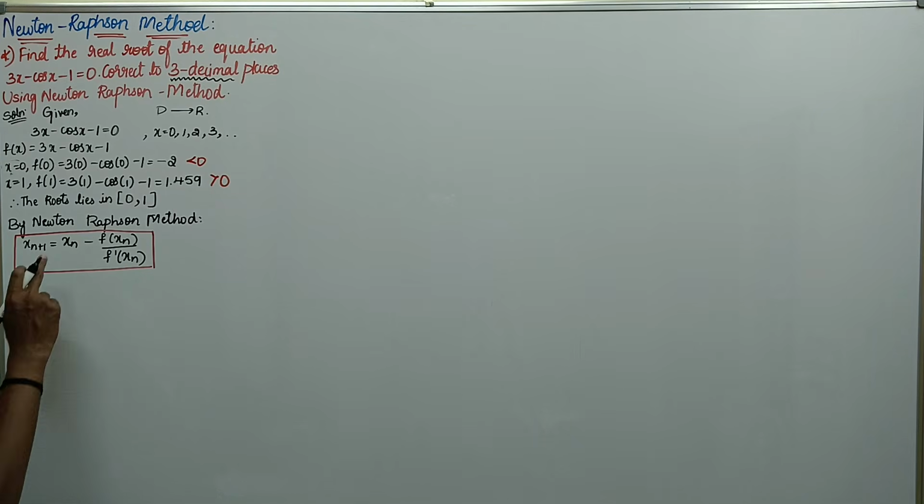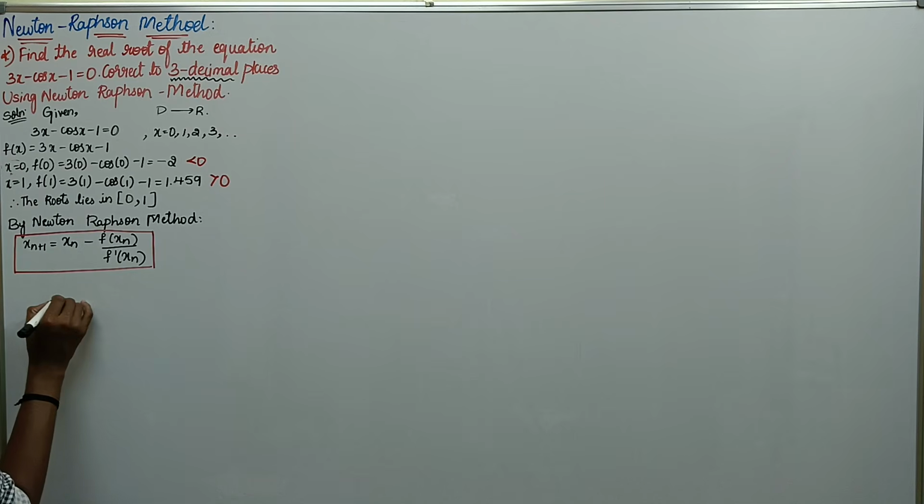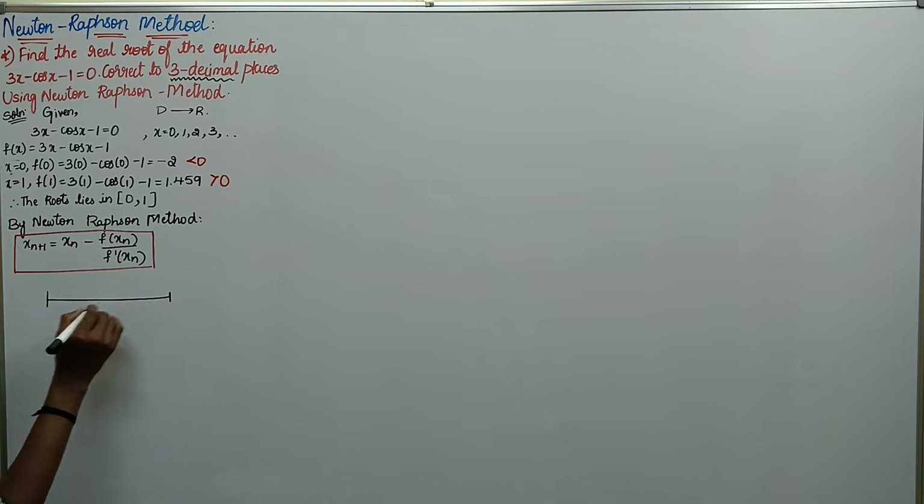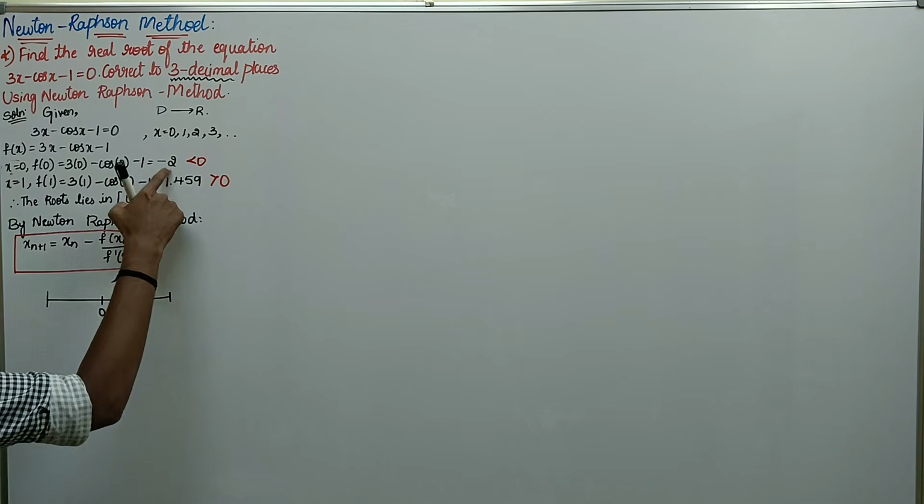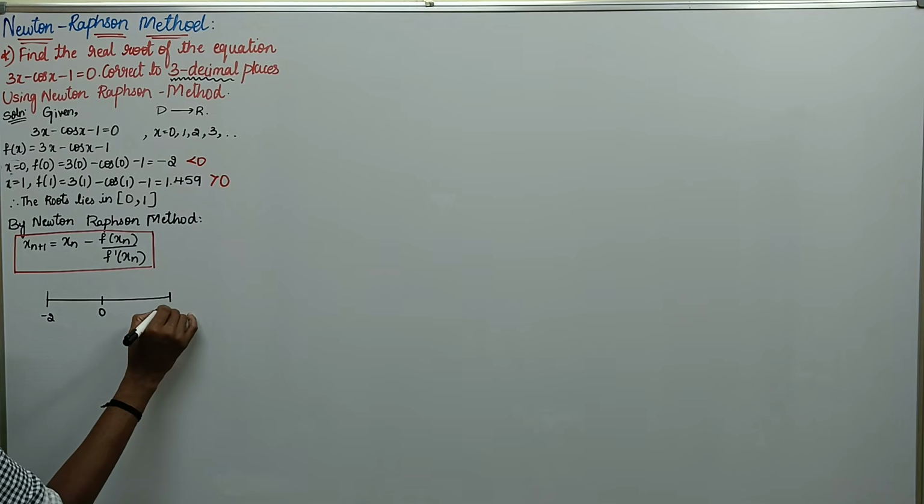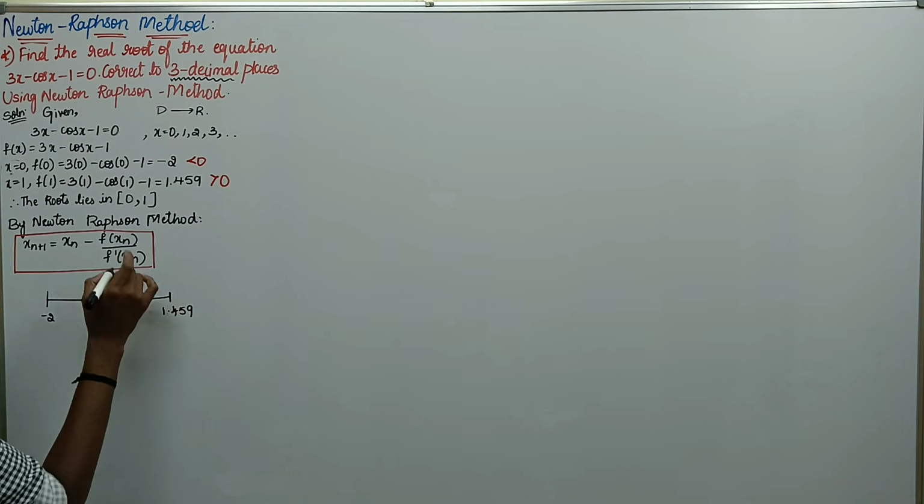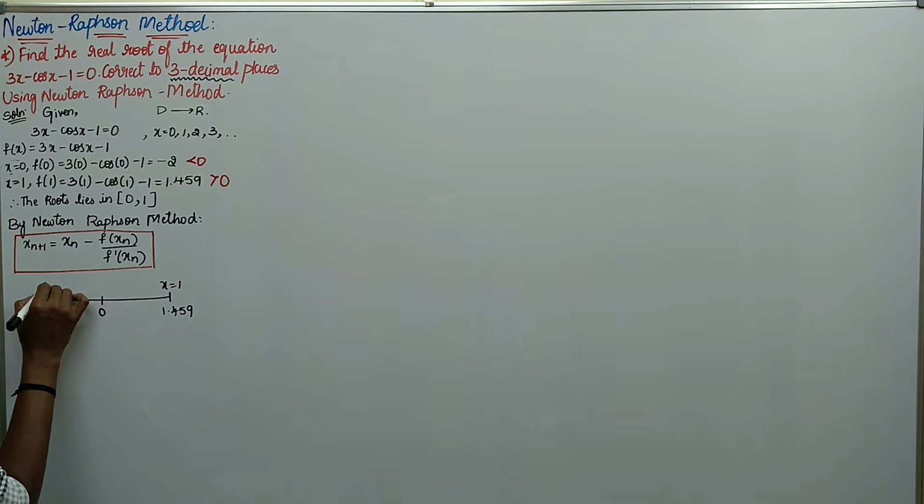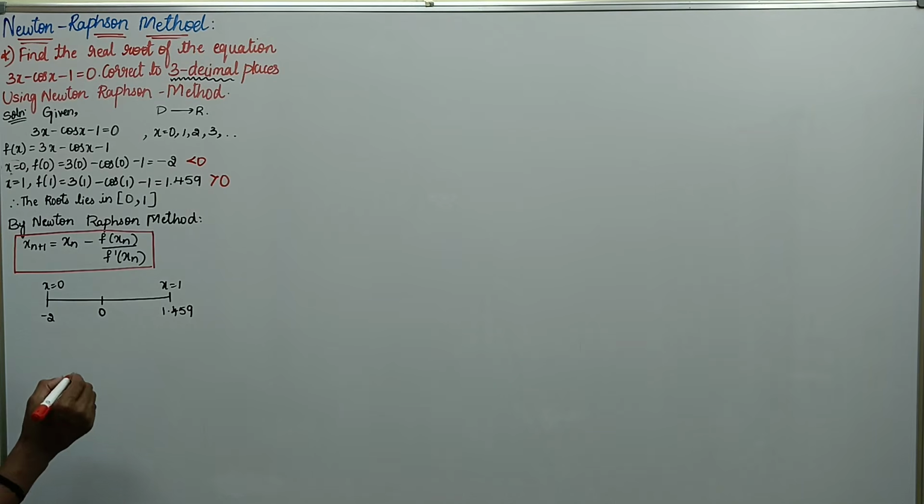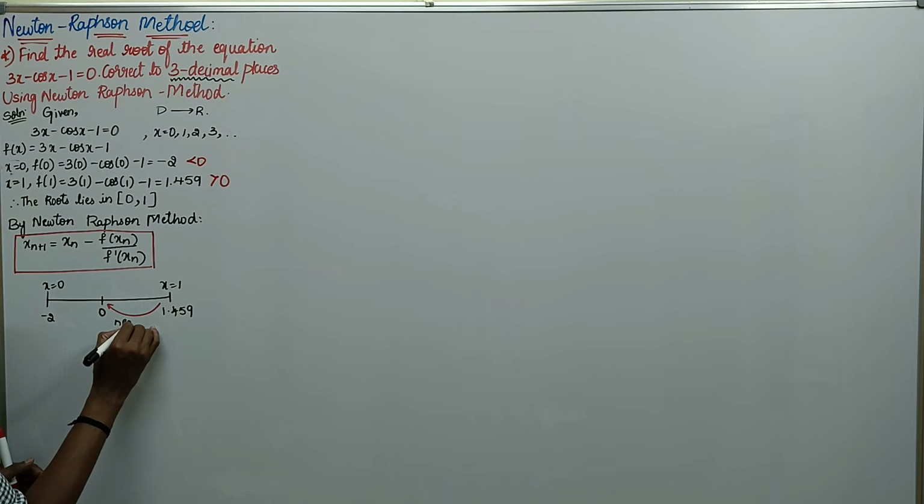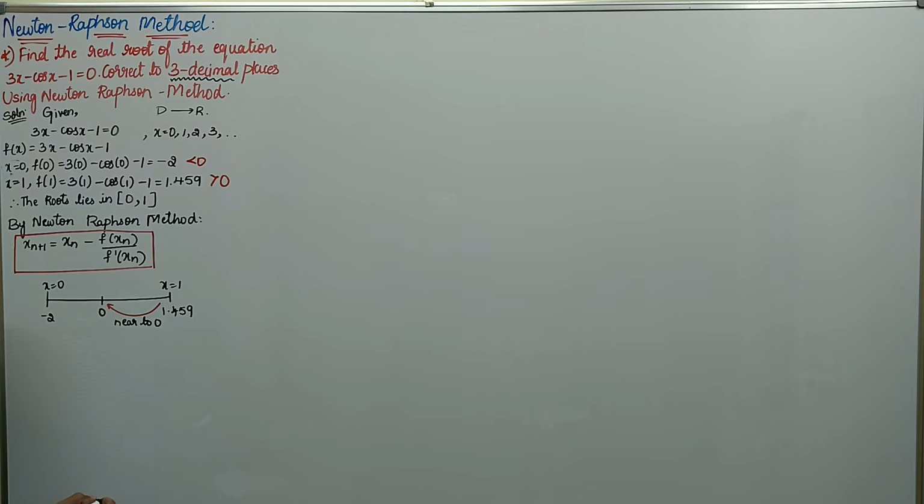In this, now we are going to consider x n. How to consider x n? That is easy. For example, let us represent the interval. See, for x equal to 0 we have got minus 2 and for x equal to 1 we have got 1.459. Which is nearest? Always remember which is nearest to 0. If you cross verify, comparatively minus 2, 1.459 is near to 0. Near to 0. So we consider the initial value as what?